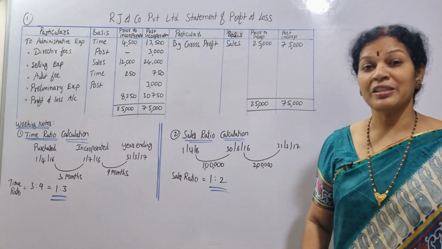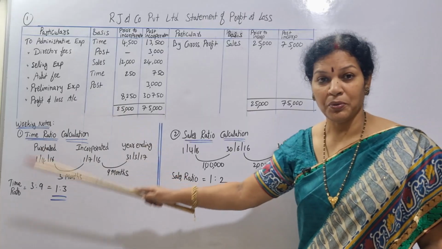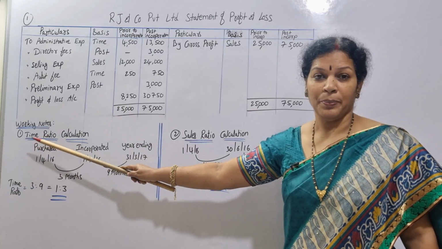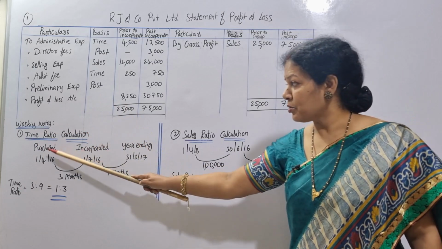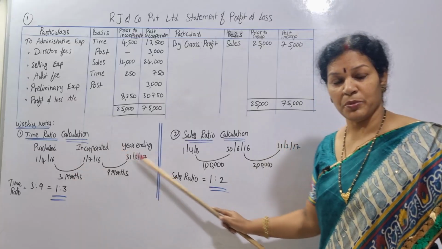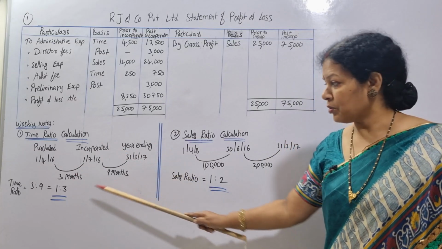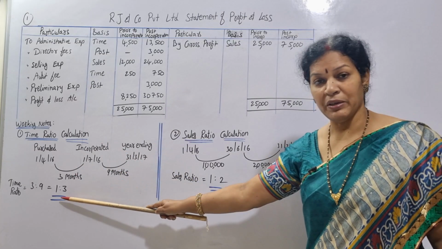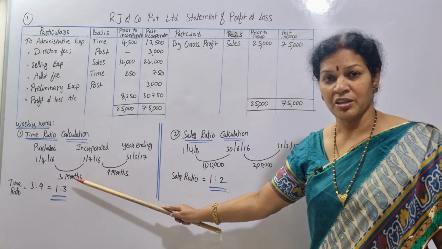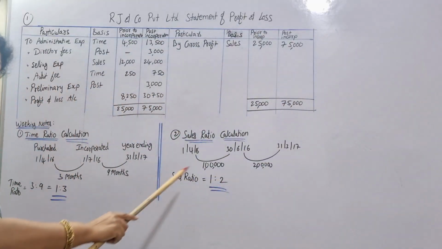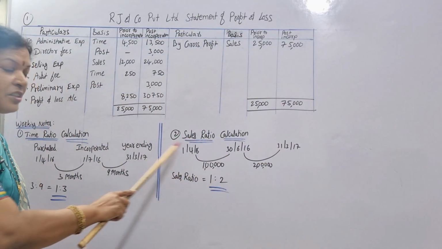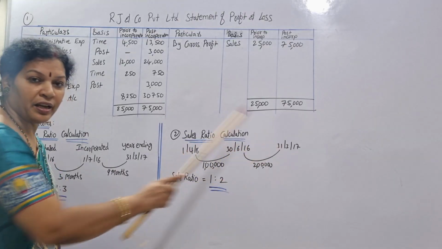Then we'll go for the sales ratio also. Time ratio, did you follow? Date of purchasing, registration, incorporation and year ending. This period is 3 months and this period is 9 months, so 3 is to 9. If you simplify, we get a 1 is to 3 ratio. This is the time ratio. In the same way, sales ratio also. The period is the same. Sales ratio, this same period I have written.